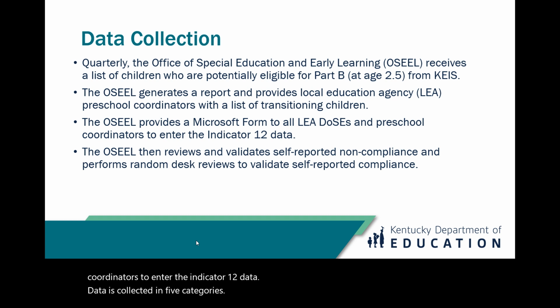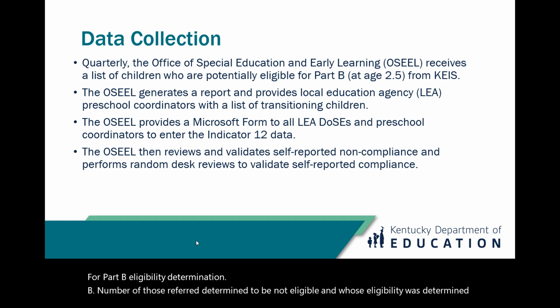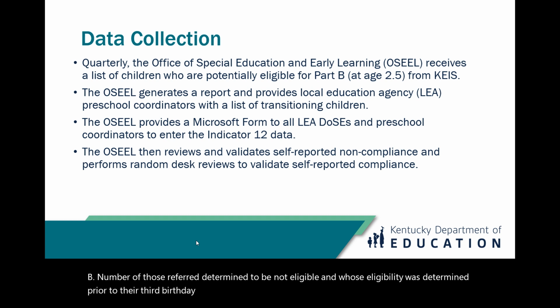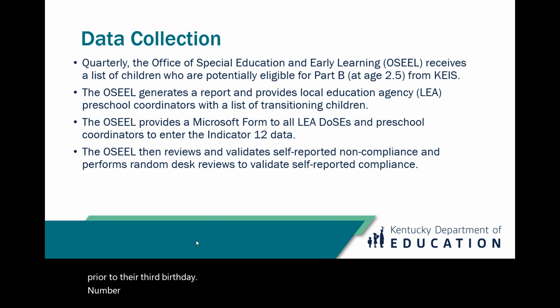A. Number of children who have been served in Part C and referred to Part B for Part B eligibility determination. B. Number of those referred determined to be not eligible and whose eligibility was determined prior to their third birthday. C. Number of those found eligible who have an IEP developed and implemented by their third birthday.